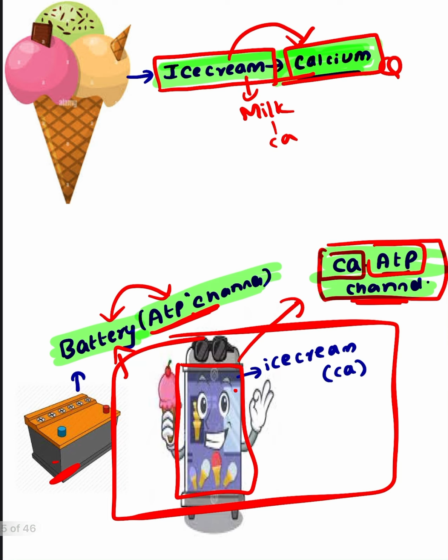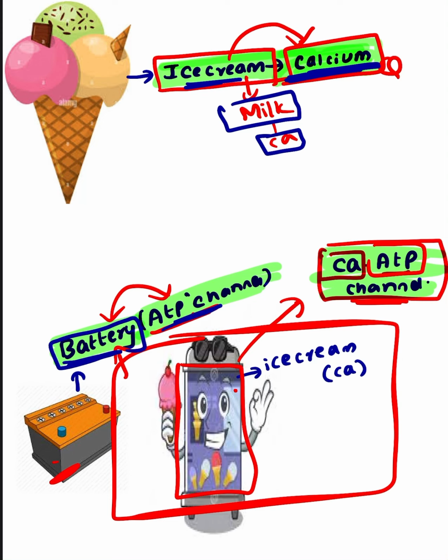Secondly, for all conditions where calcium is involved, I remember calcium as ice cream, because ice cream is made of milk, which has abundant calcium. And for battery, I remember ATPase channel, because a battery gives us energy, in the same way an ATPase channel gives us energy. So for both the battery and ATP, I remember calcium ATPase channel, because here the battery is present in this ice cream machine. So ice cream means calcium and battery means ATPase. Thus I remember calcium ATPase channels.